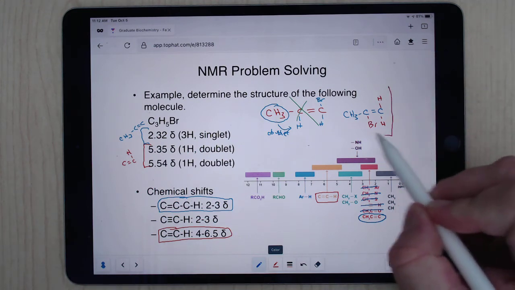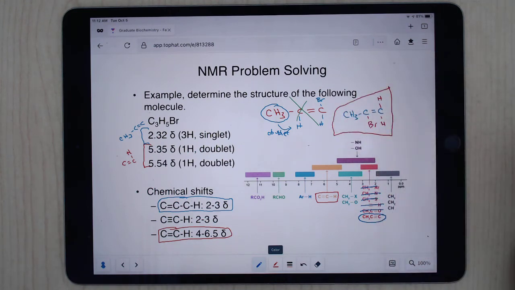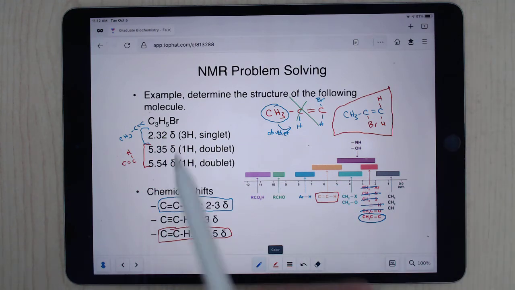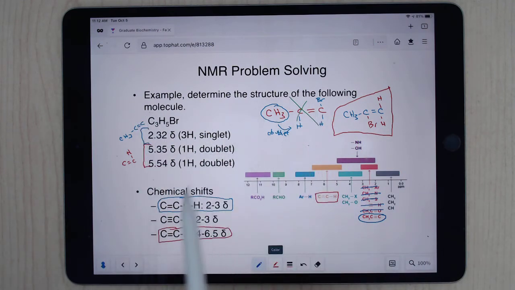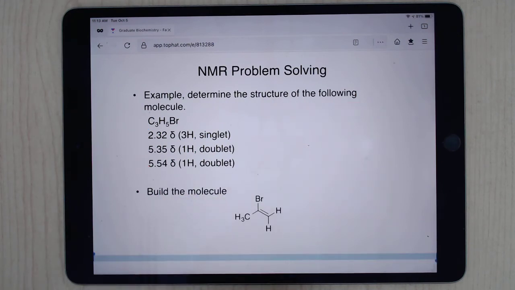And so this has to be the overall structure of our molecule. There's only one way that we can make this all work. For this other structure we have some problems. Yes, it's a potential structure, but it doesn't align with the signals that we're getting out. So it won't work. So it has to be this.